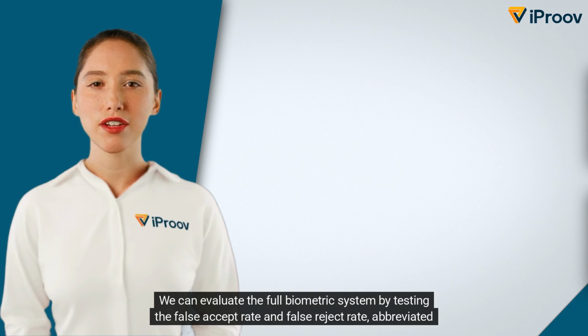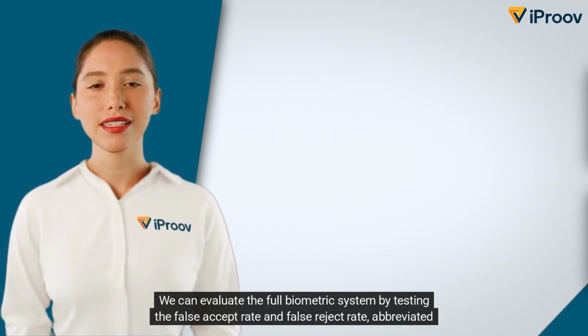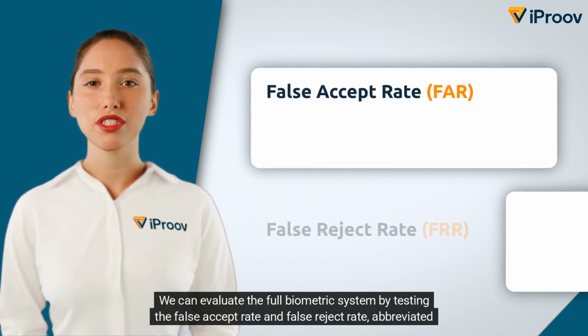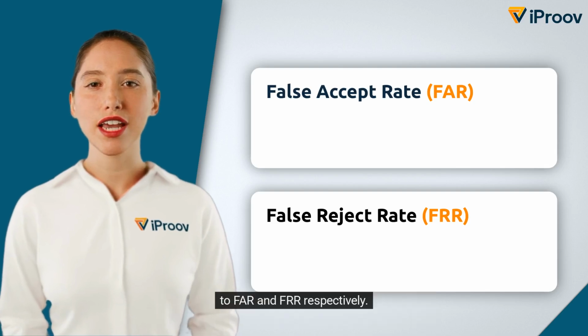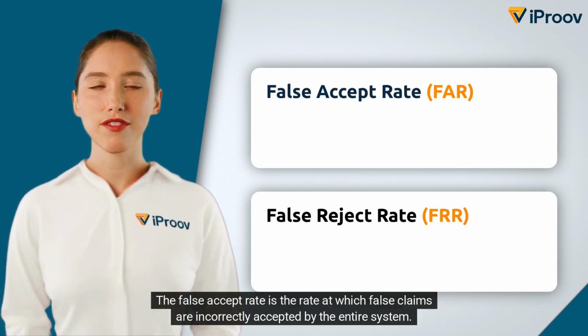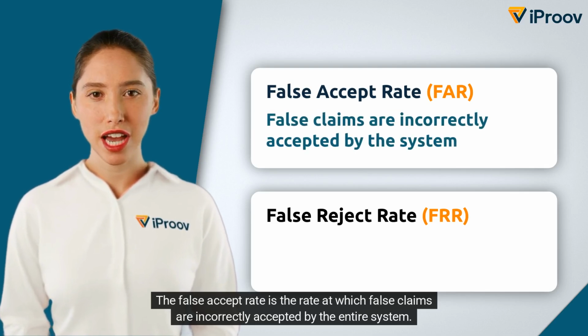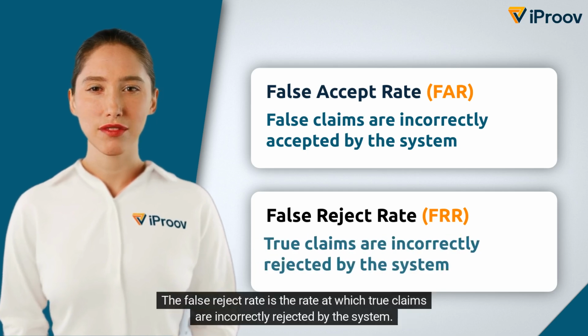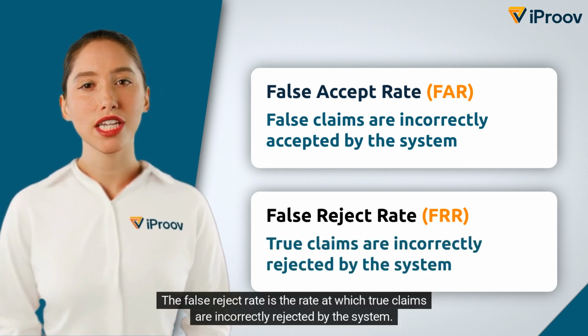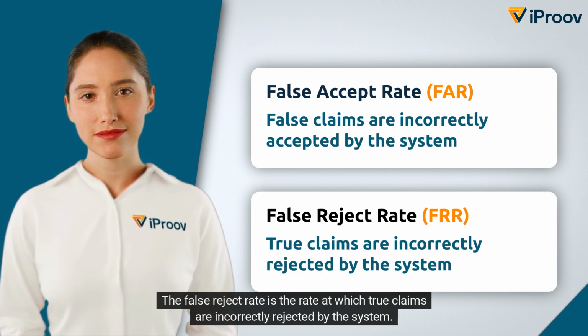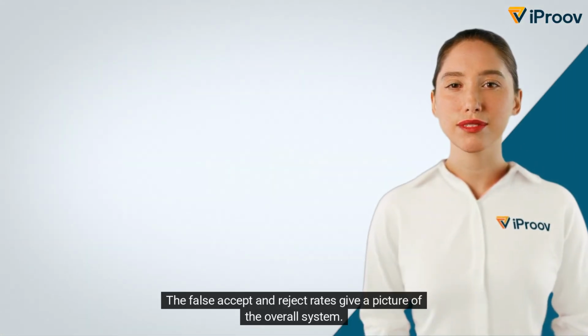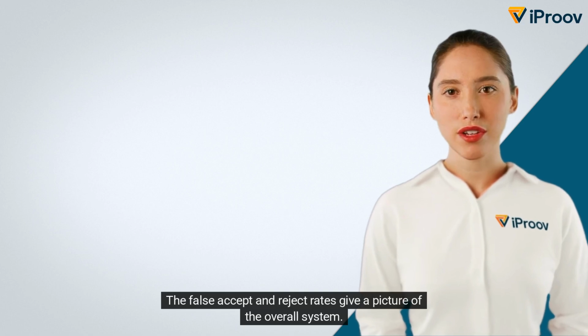We can evaluate the full biometric system by testing the false accept rate and false reject rate, abbreviated to FAR and FRR respectively. The false accept rate is the rate at which false claims are incorrectly accepted by the entire system. The false reject rate is the rate at which true claims are incorrectly rejected by the system. The false accept and reject rates give a picture of the overall system.